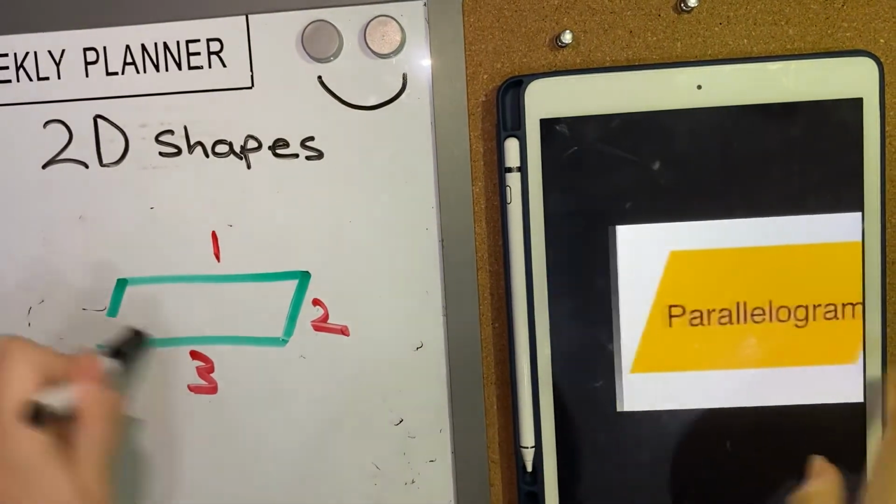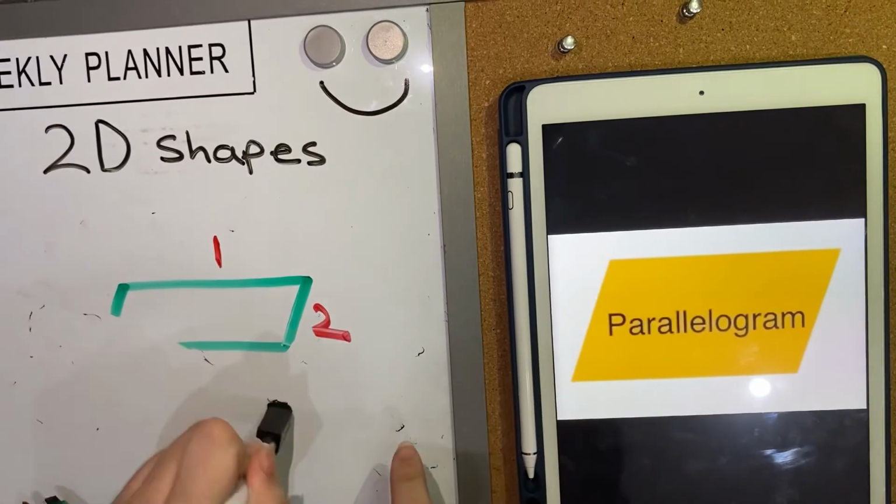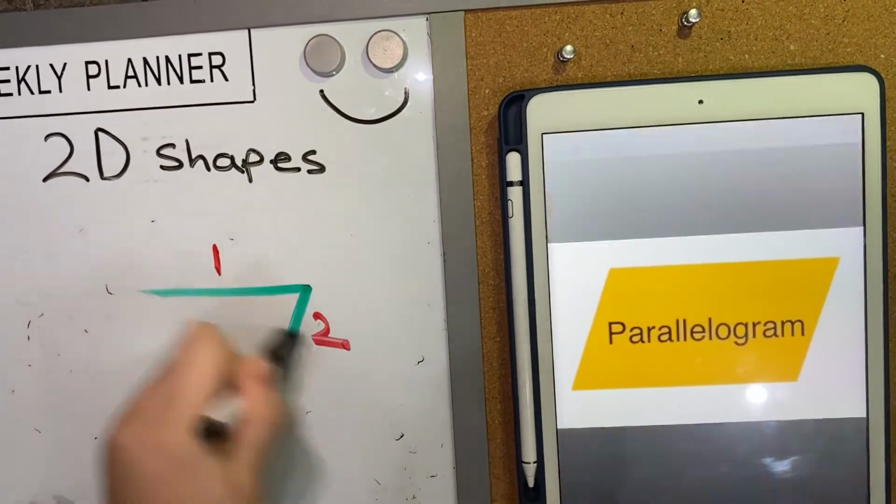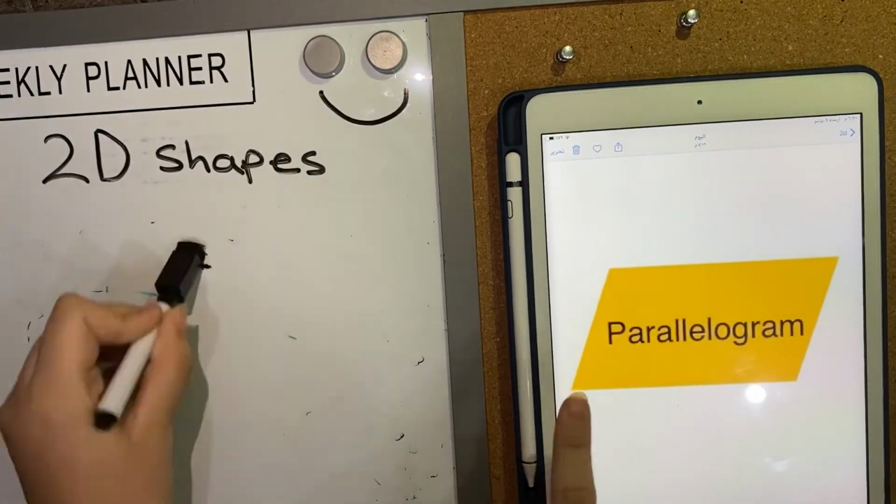So let's go for the next one. Okay, this is the last shape for today.